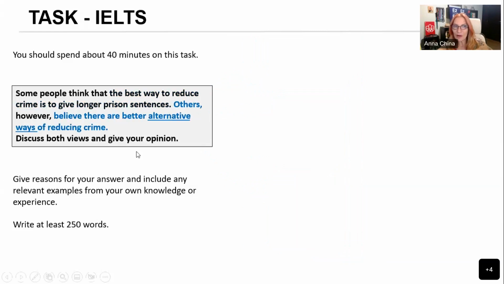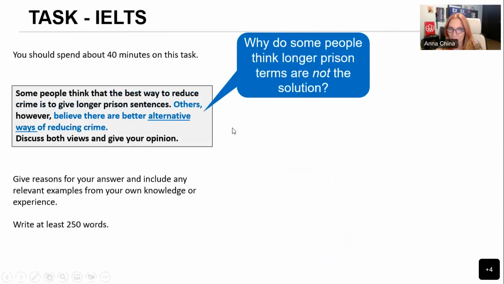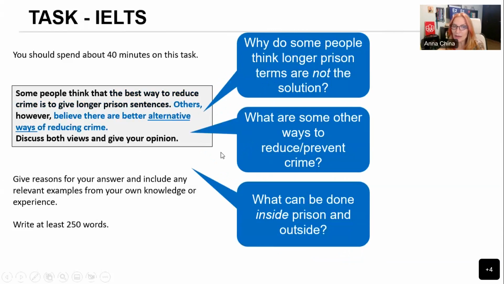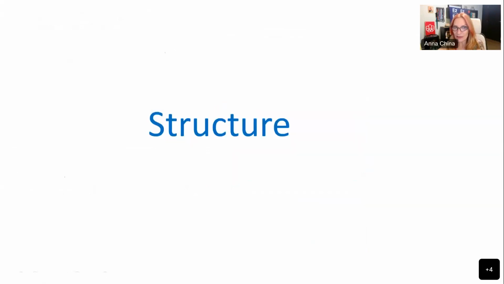Then others believe there are better alternative ways of reducing crime. Why do some people think longer prison terms are not the solution? What are some other ways to prevent or to reduce crime? And what can be done inside prison and outside prison? So you teach your student how to ask different questions to generate ideas.